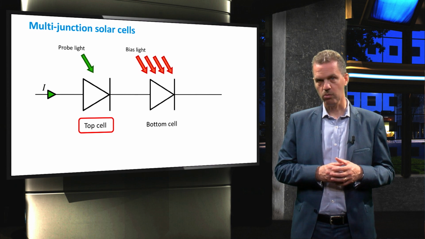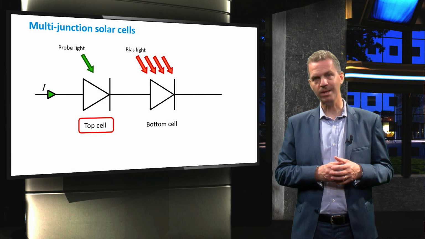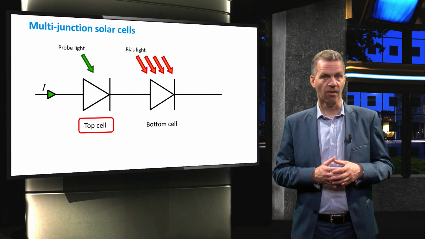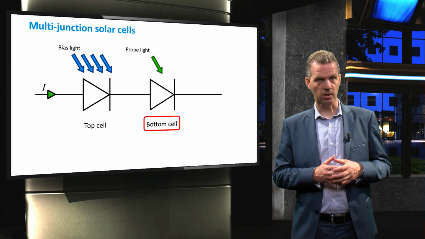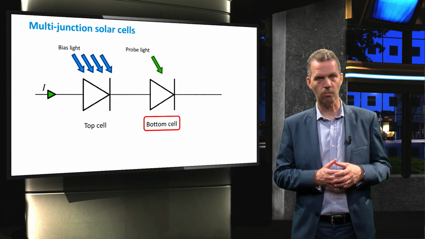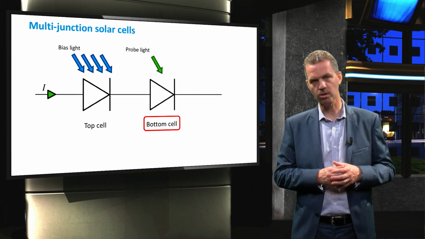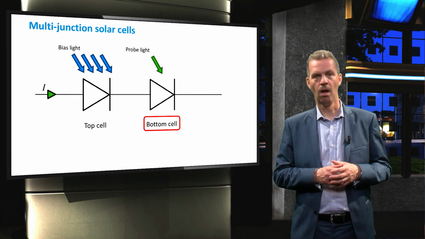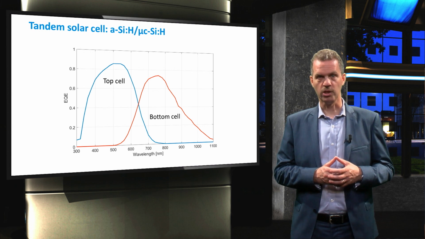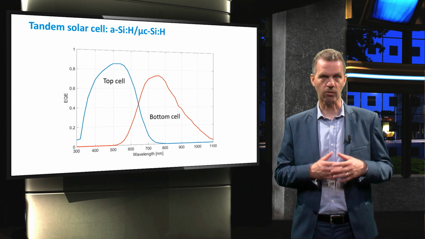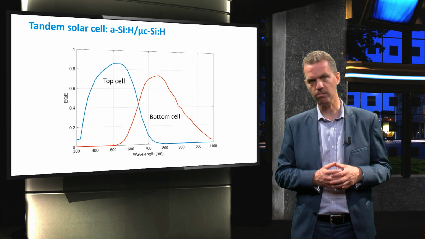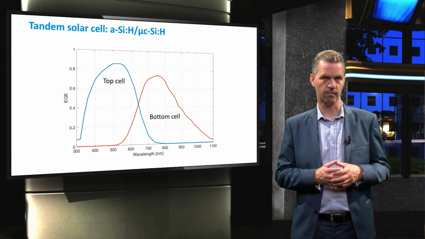The current of the two cells in series will now be limited by the top cell, which is what we wanted to achieve. The other way around, if we want to measure the response of the bottom cell, we must saturate the top cell with short wavelength light such as blue or ultraviolet. For example, the resulting EQE curve for a so-called micromorph tandem cell that consists of an amorphous silicon top and a microcrystalline silicon bottom cell can look like this.